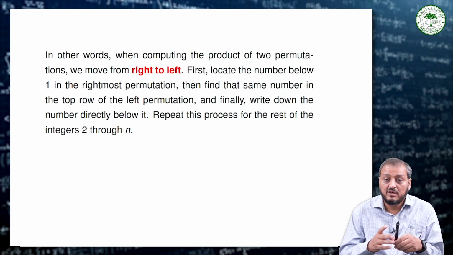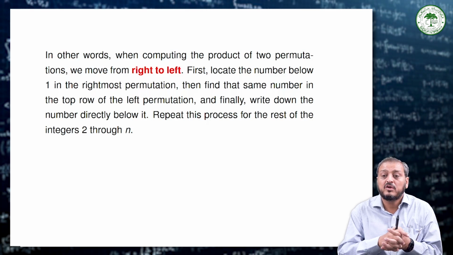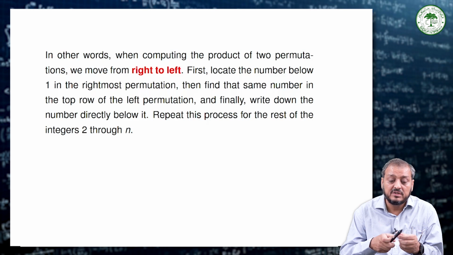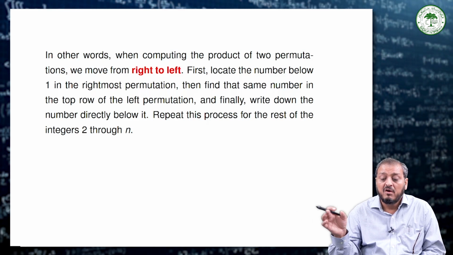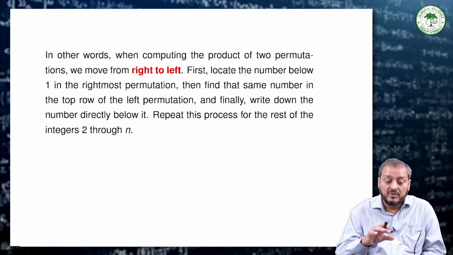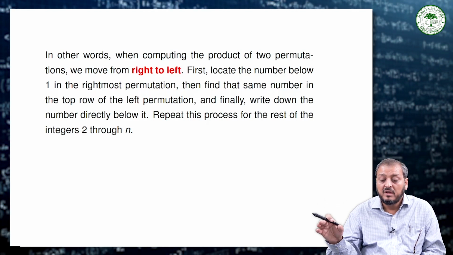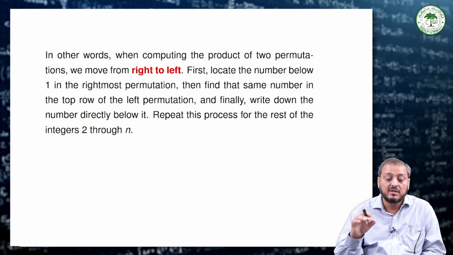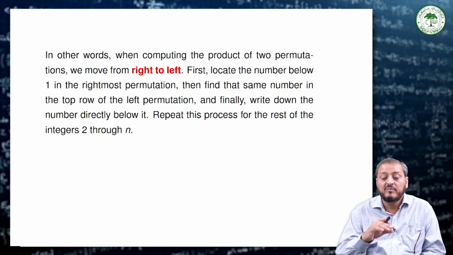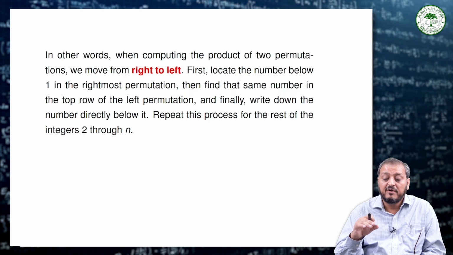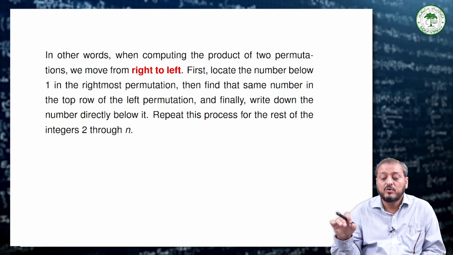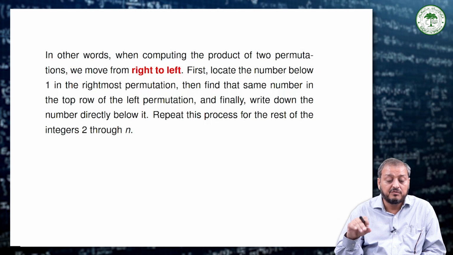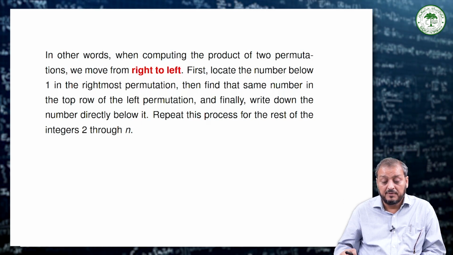In other words, when computing the product of two permutations, we move from right to left. First, locate the number below 1 in the rightmost permutation, then find the same number in the top row of the left permutation, and finally write down the number directly below it. Repeat this process for the rest of the integers 2 through n.